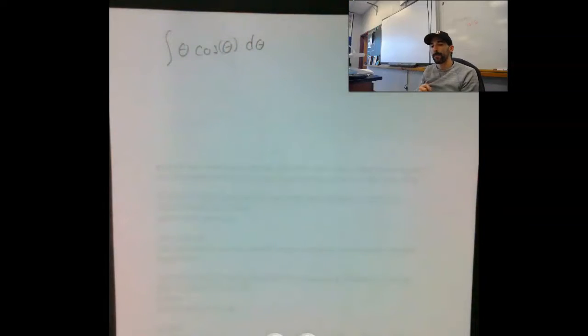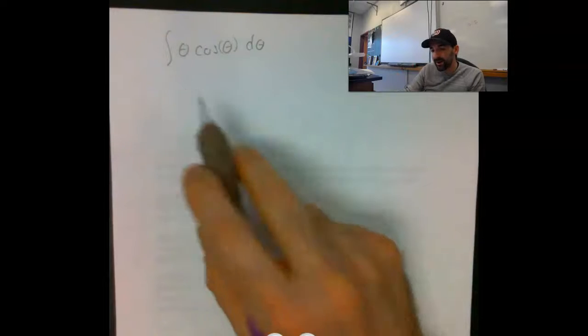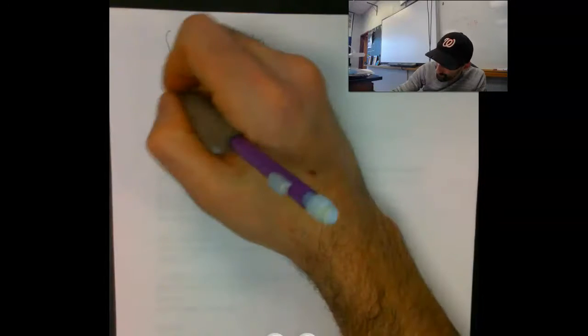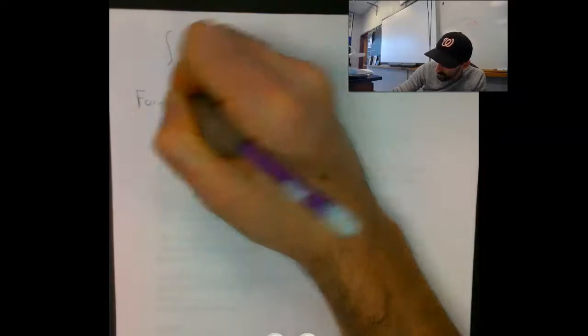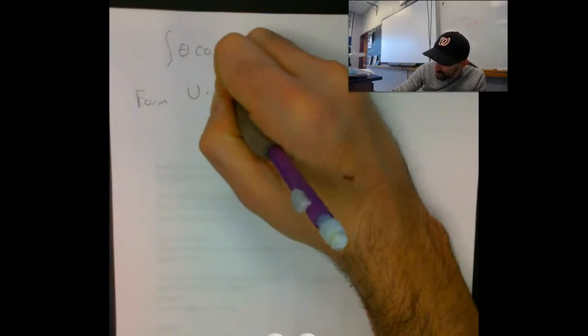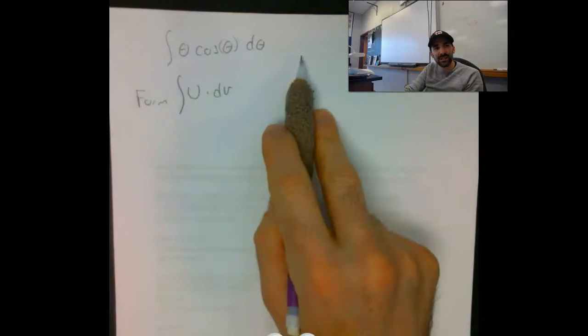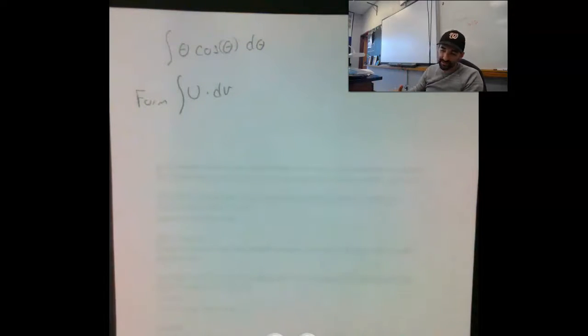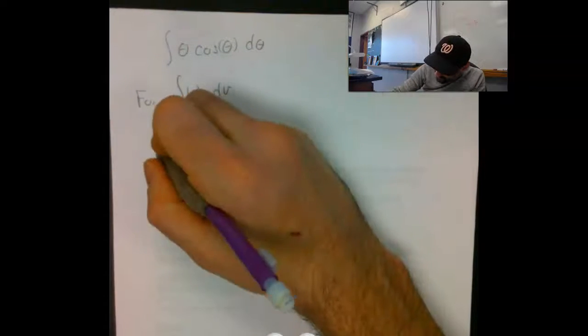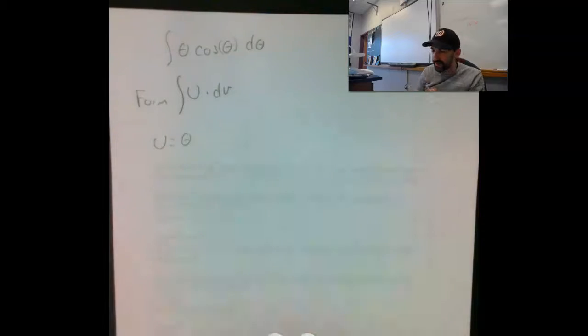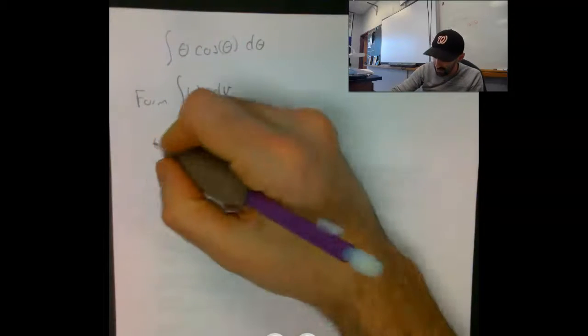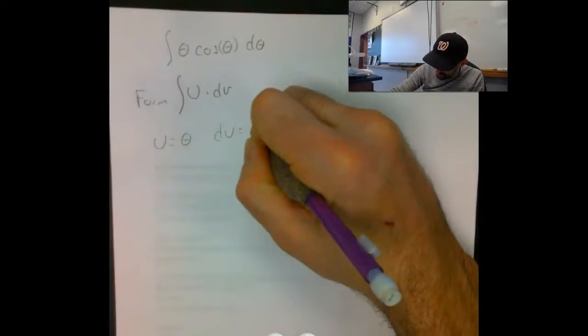Now, I know this is integration by parts because it's in the form of u dv. What do I mean by u dv? Well, I'm going to look at this in the form of u dv antiderivative. Just like u substitution, I need to set up what u is, what v is, what du is, and what dv is. So how do I do that? Well, looking at this, I know u is equal to theta. That's simple, because if u is equal to theta, du must be equal to d theta.